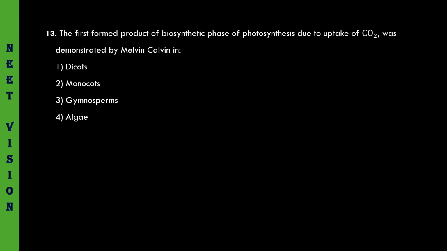The first found product of the biosynthetic phase of photosynthesis due to uptake of CO2 was demonstrated by Melvin Calvin in algae, very clearly given in the book. He demonstrated this in green algae, Chlorella and Scenedesmus, by using carbon-14 labeled carbon dioxide, a radioactive isotope. He also used the techniques of paper chromatography and autoradiography. So algae is correct.